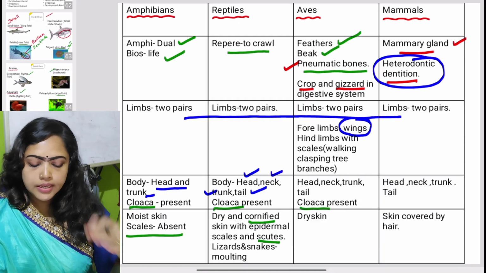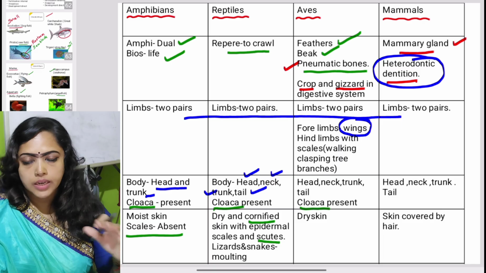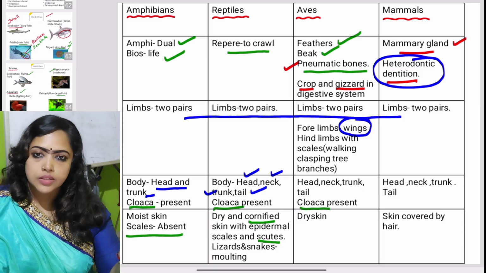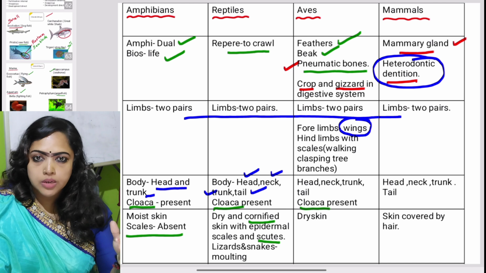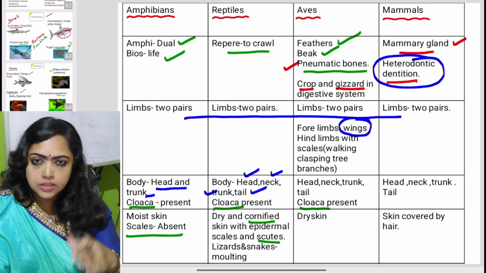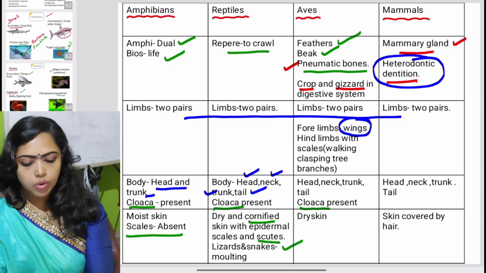Okay. Then in some animals, periodic replacement of skin occurs. That is, they shed their skin and after that or later new skin will grow. So there is periodic replacement of skin occurs in some animals like lizards and snakes, and this is called as what, molting.